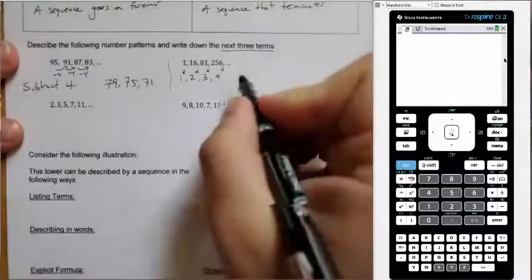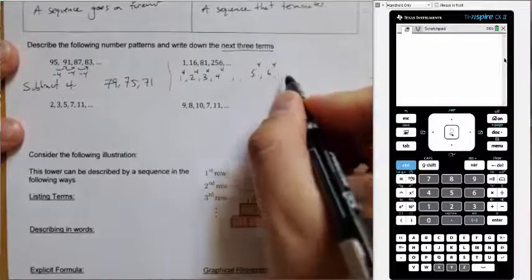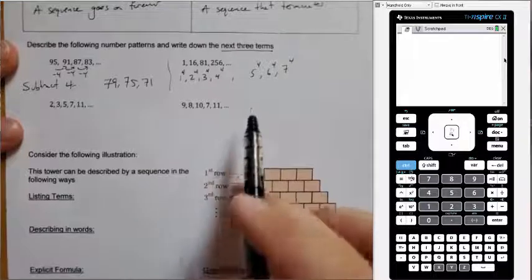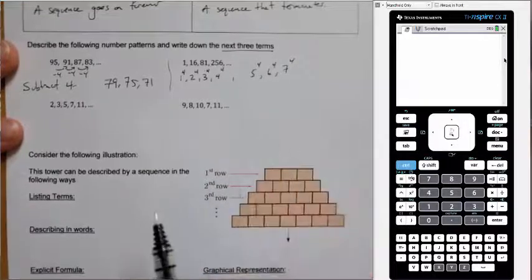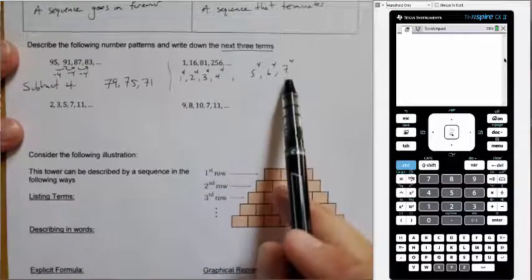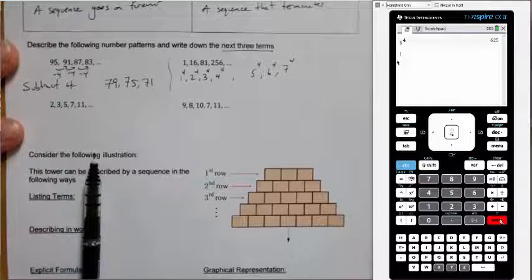So I think the next three terms should be 5 to the fourth power, 6 to the fourth power, and 7 to the fourth power. If you want to, you can use a calculator to figure out what these values are. On the AP exam and the IB exam, if a question like this was asked, you could definitely just leave it in exponent form. But if you really want to know what these values are, just take your calculator. We can use the exponent function to get 625, 1,296, and 2,401.